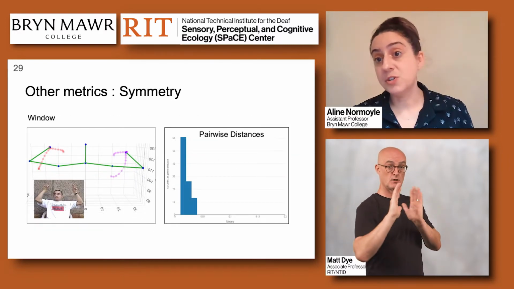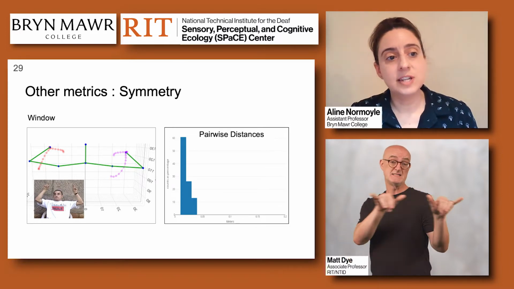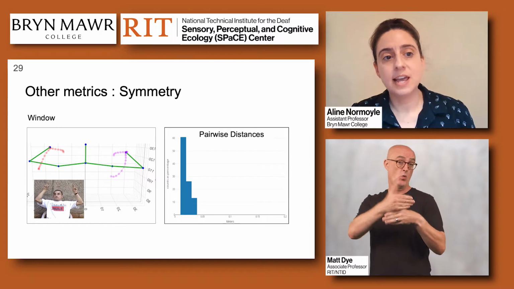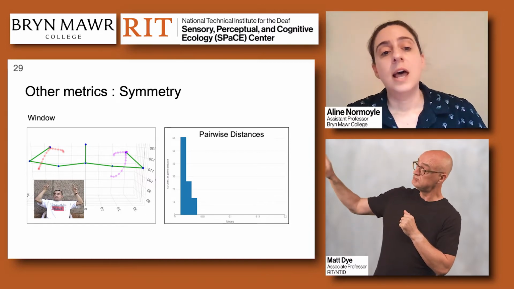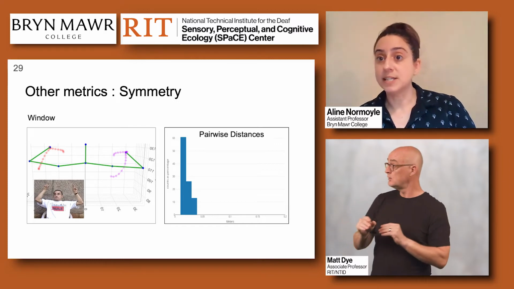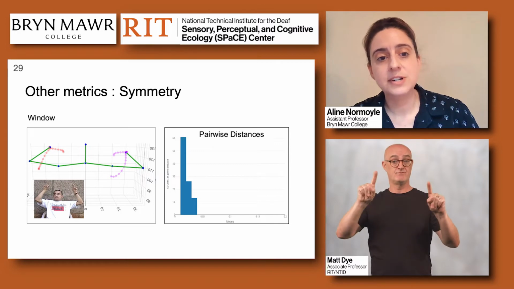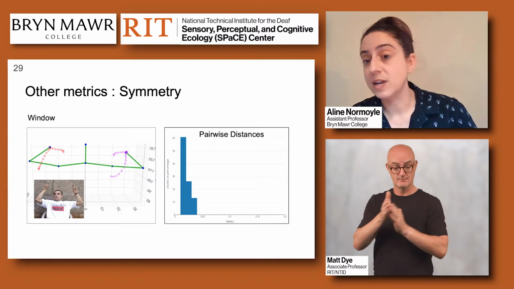Here's what our symmetry metric looks like for window. So on the left, we have the trajectories for both the left and right wrists. And then on the right, we have a histogram of the pairwise distances for each sample. So on the bottom, we have the distances in meters, and then on the y-axis, we have the counts.